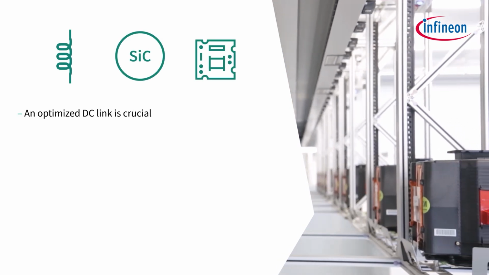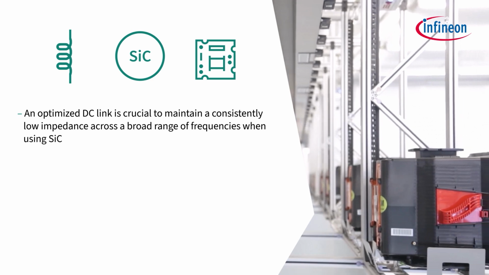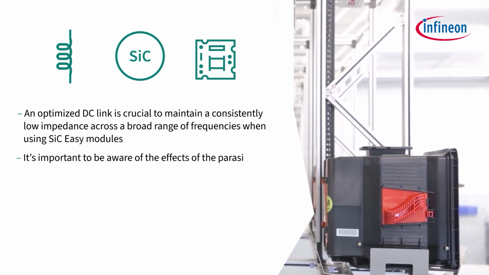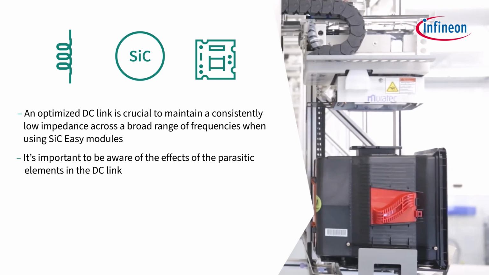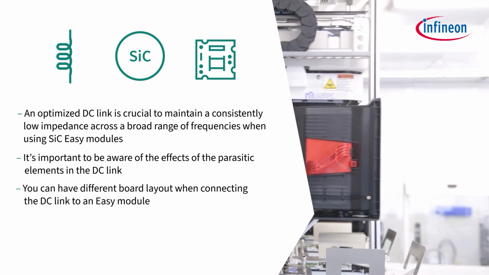To wrap this up, take note that an optimized DC link is crucial to maintain a consistently low impedance across a broad range of frequencies when using SiC Easy modules. It's important to be aware of the effects of the parasitic elements in the DC link. And you can have different board layouts when connecting the DC link to an Easy module.